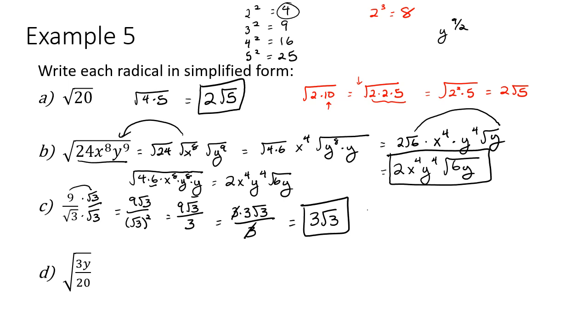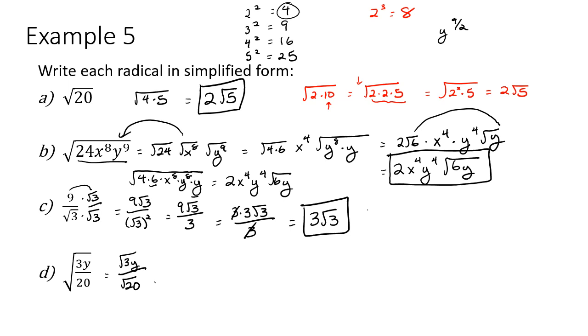All right, for part D, we've got a fraction inside of a radical, not in simplified radical form. So we'll start by breaking it up as the square root of 3y over the square root of 20. Now the problem is that we've got a square root in the denominator, and we don't like that. So now this becomes more like part C that we just worked.